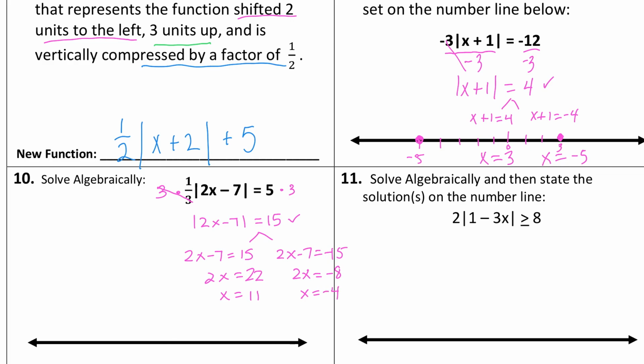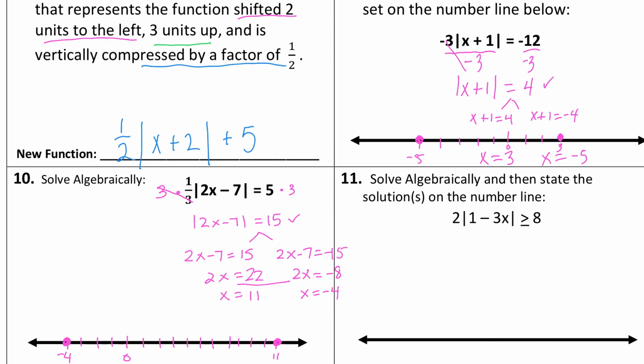So let's put 0 here. We'd have negative 1, 2, 3, 4. We would have our solution there. Then we would have 1, 2, 3, 4, 5, 6, 7, 8, 9, 10, 11. We would also have a solution there.